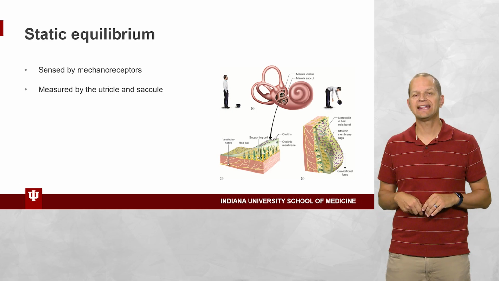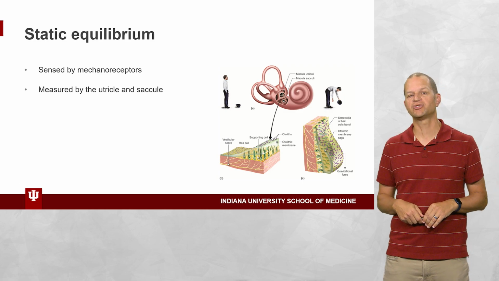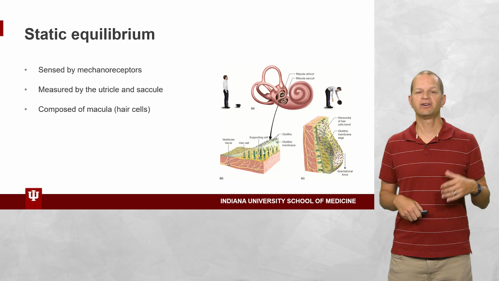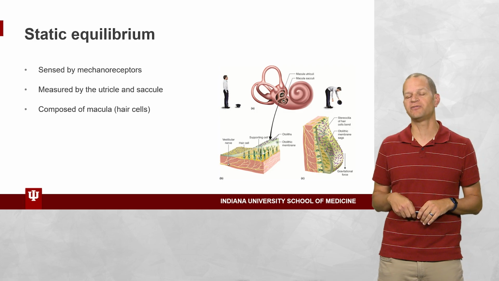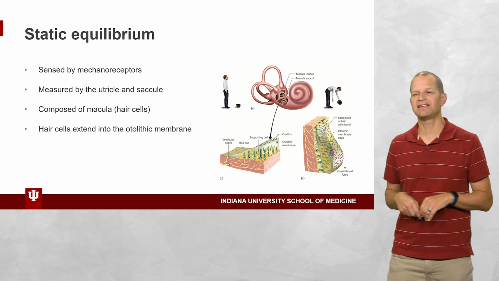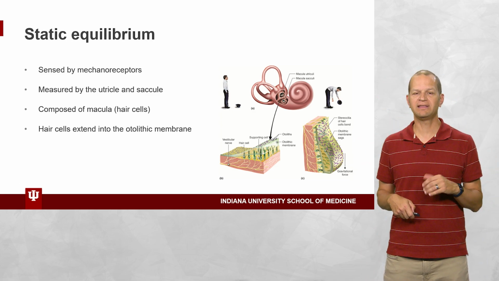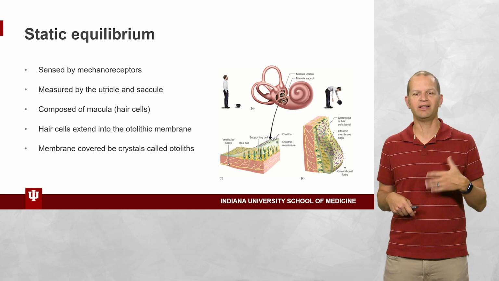Okay? Static equilibrium is monitored by structures called the utricle and the saccule. Okay? They're composed of hair cells that are referred to as macula. Okay? These hair cells extend into something called the otolithic membrane. It's kind of a fun word to say. Basically, the otolithic membrane has a bunch of crystals called otoliths.